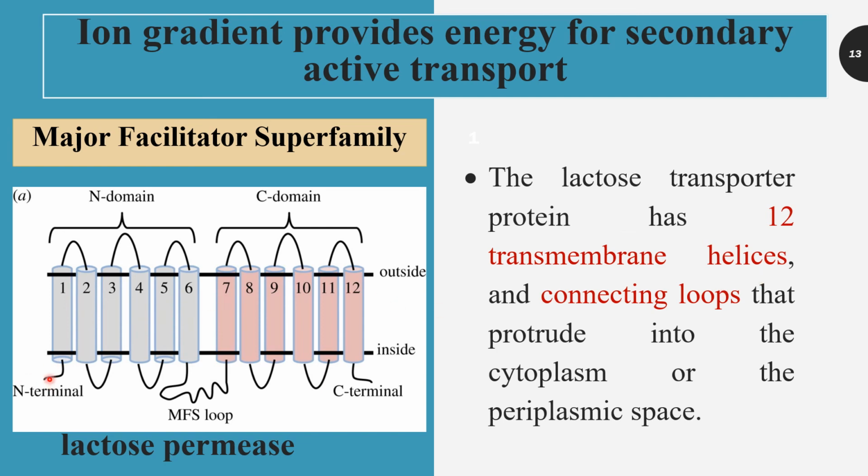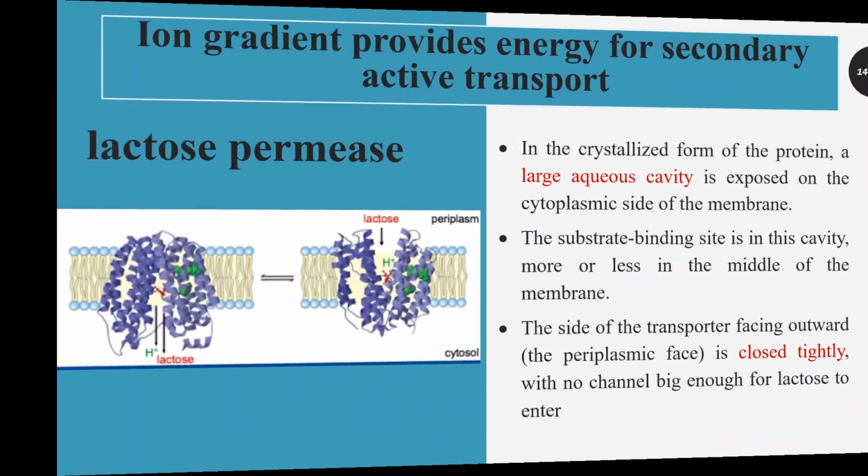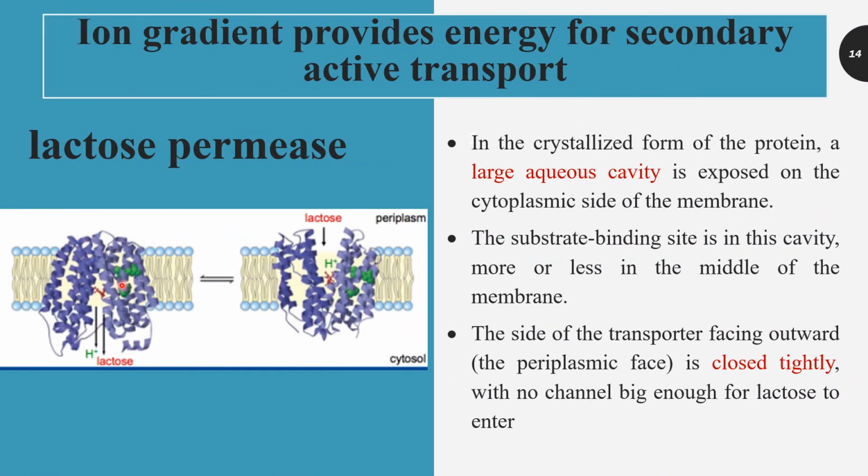This is a single polypeptide chain from this N terminal to this C terminal. It is a single polypeptide chain, but it crosses this cytoplasmic membrane 12 times. So there are 12 transmembrane helices. Together these 12 transmembrane helices form the channel. It is a single polypeptide chain, but it has 12 helices. As a result, the channel is closed.